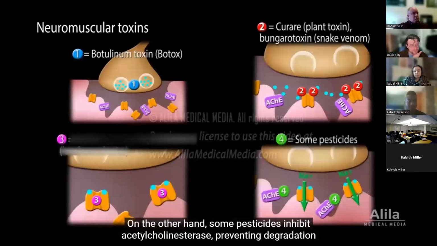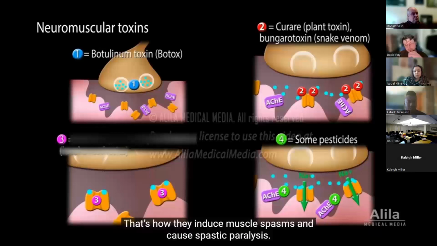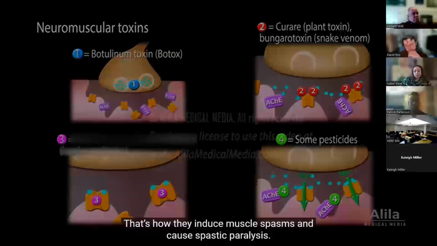On the other hand, some pesticides inhibit acetylcholinesterase, preventing degradation of acetylcholine, causing continuous activation of muscles. That's how they induce muscle spasms and cause spastic paralysis.